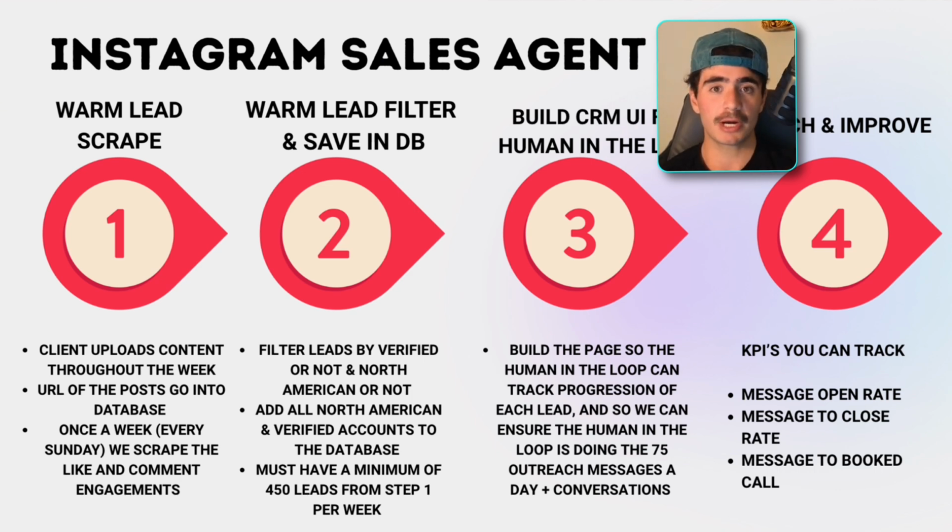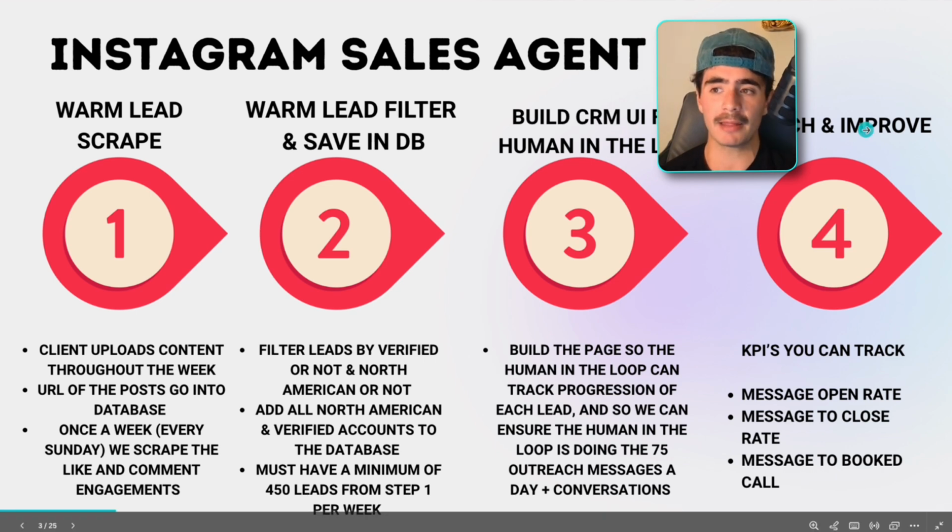When we do the lead scrape, chances are the people that liked and commented on your post, some of them are following you, some of them are in third world countries. That's where we do the lead filter and then save it into the database. What we're looking for are the accounts that are either verified or in North America or both. If they're not part of that criteria for my offer, then we don't reach out to them and we don't add them to the Replit database.